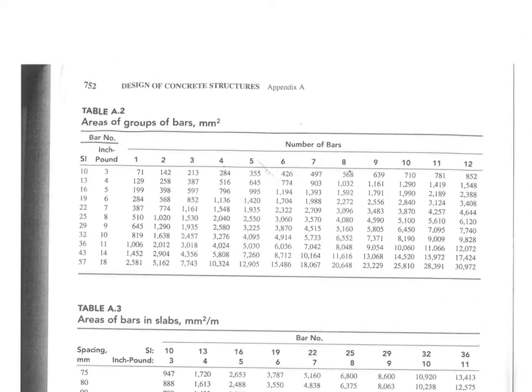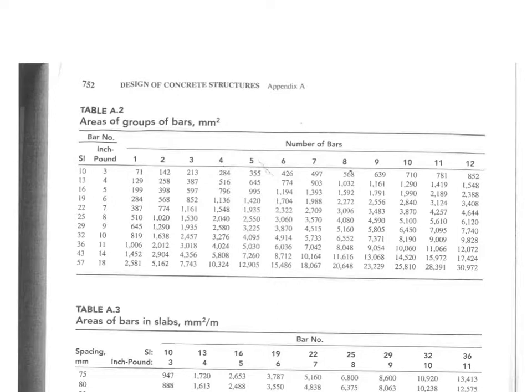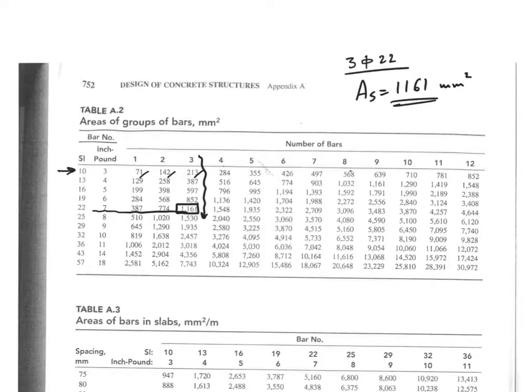Here's A2. What A2 is giving you is for every bar, if I'm using one of this bar, this is the area. 2 of this bar, this is the area. 3 of this bar, this is the area. So right away, if I tell you I need 3, 22, what do you do? You go to 22. You go to 3, down. This here is my AS. So right away, my AS equals 1161 millimeters squared. Simple? Very, very handy. You don't have to use the calculator.